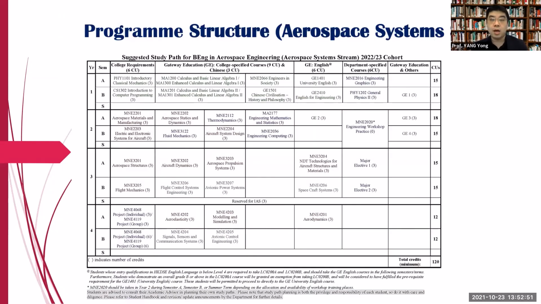Now, that's the details. This is a study path we designed for our aerospace engineering students. In the first year, just like the mechanical engineering students and also nuclear engineering students, the students will study the basic subjects, including mechanics, computer programming, mathematics, and other subjects like engineering societies, Chinese civilization, and so on and so forth. This is for the first year study.